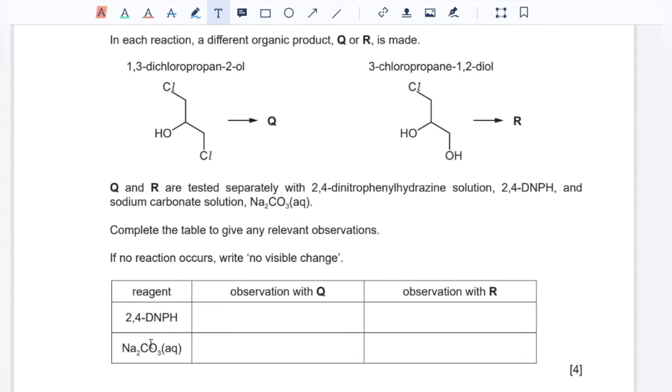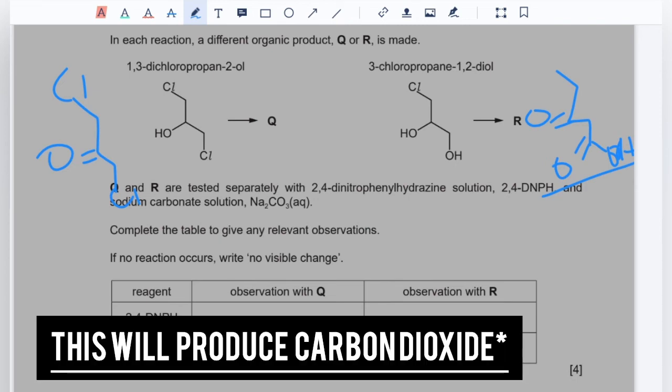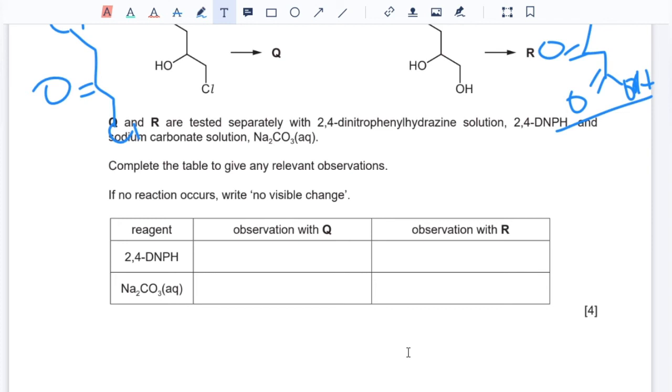As for sodium carbonate, it is a base. That means it reacts with an acid. So in Q, you've got no acidic group. It's just chlorine at the terminal carbon atoms, and a ketone. And in R, you've got a ketone as well as an acidic group, a carboxylic acid group. And so sodium carbonate will react with this acid group to form a salt, which means that you've got no observations with Q, and with R this will produce carbon dioxide, which is why you'd observe effervescence in this reaction.